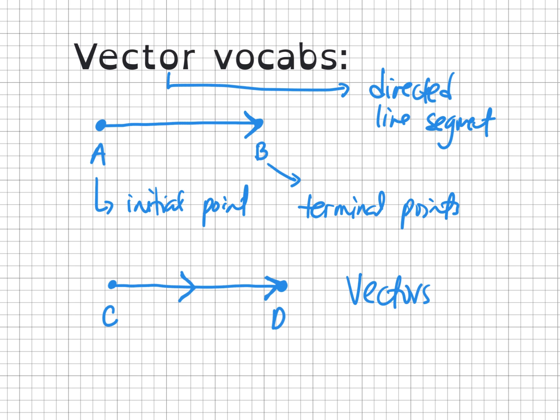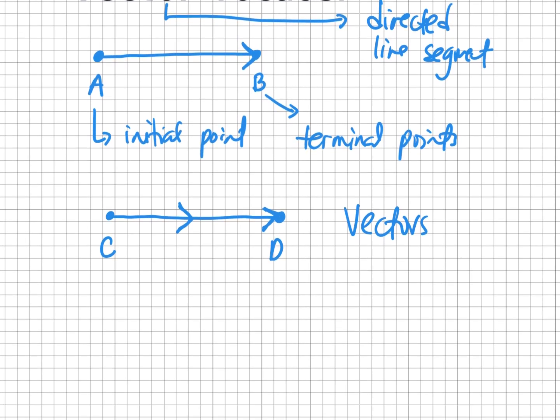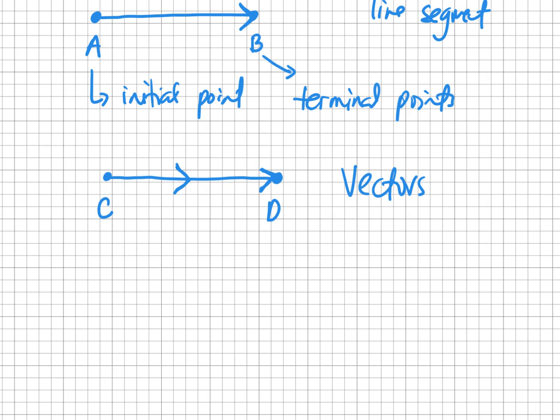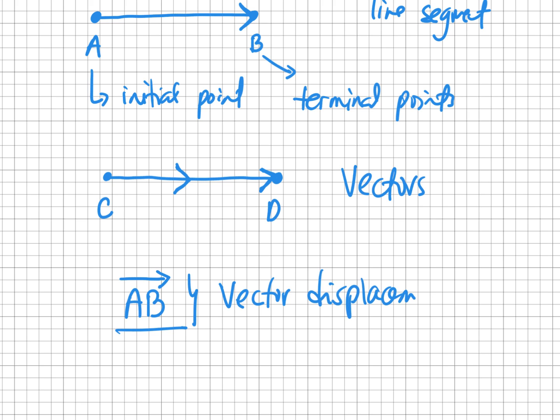What else are we supposed to study here? The notation that we're always going to be using is we put the starting, or initial point, and the terminal point, and we put a line over that. That's called the notation. It is also called the vector displacement notation. This is very important to understand.